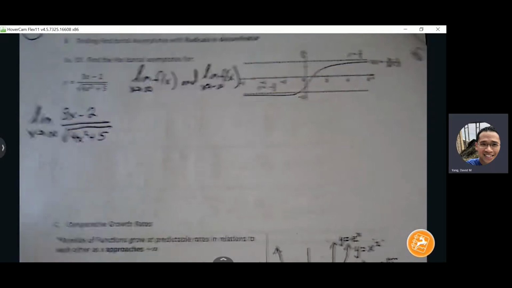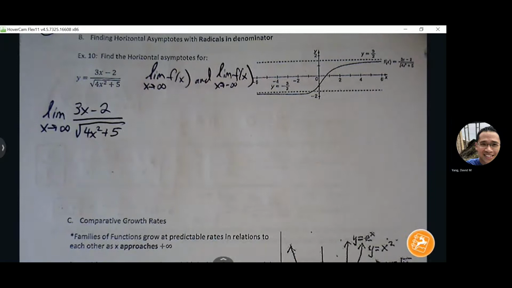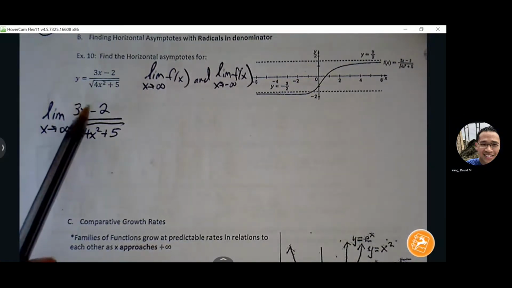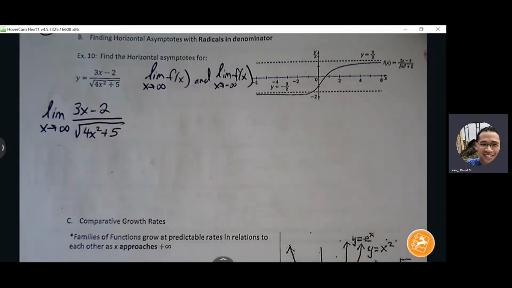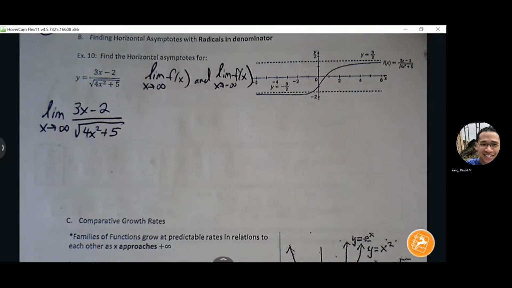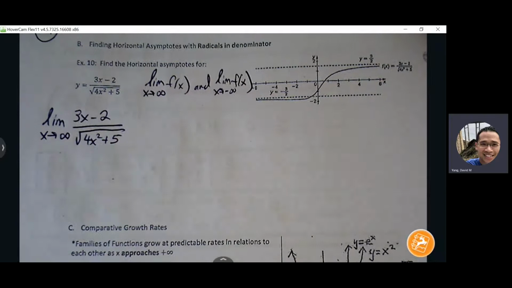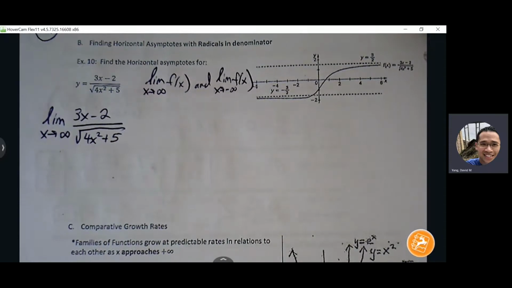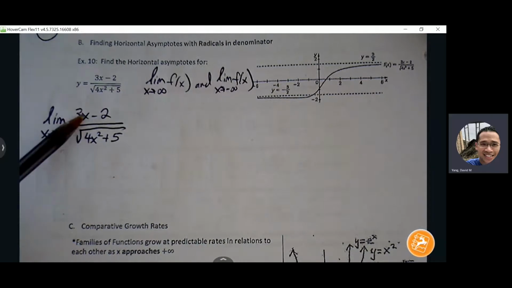Okay, so let's start at the beginning. We see infinity. We know we've got to compare degrees. So what's the degree of the numerator? 1. Okay, the numerator is degree 1. The denominator can be a little tricky here. What is the degree of the denominator? It looks like a 2, but it's actually what? 1. Why is it 1? Yeah, that square root is going to take away that x squared, and it's going to get it down to degree 1.